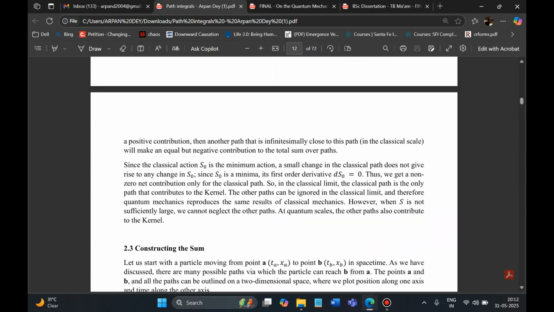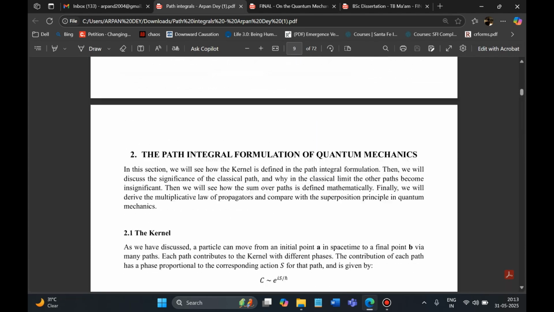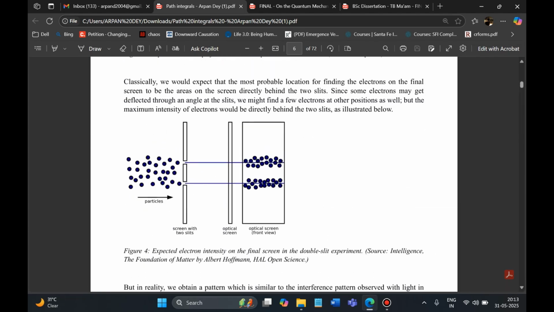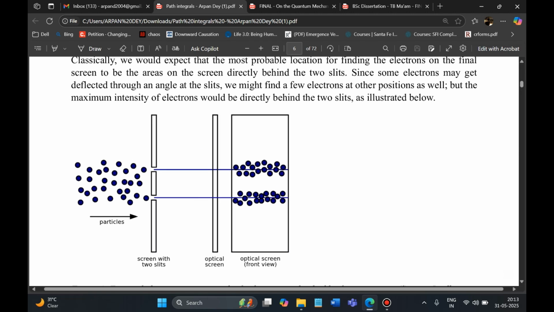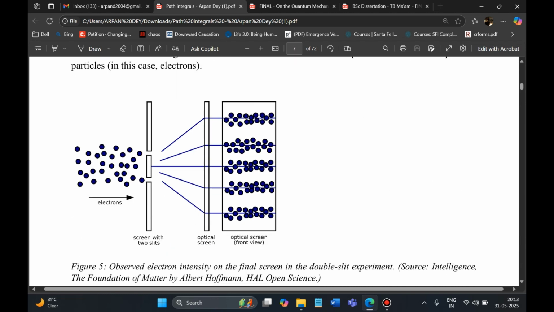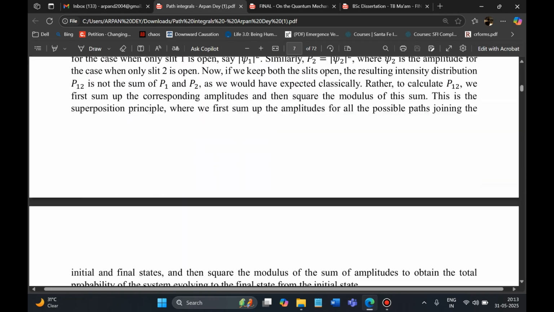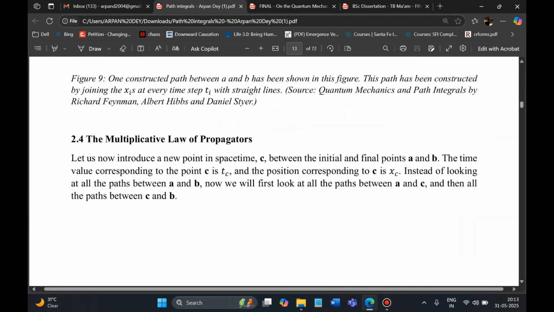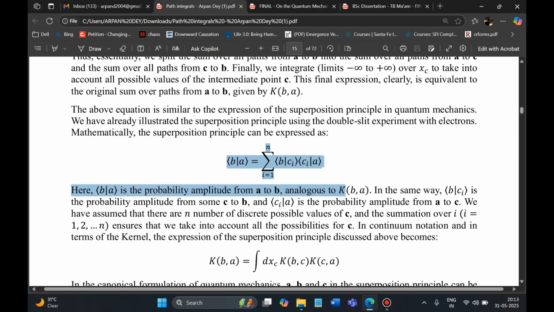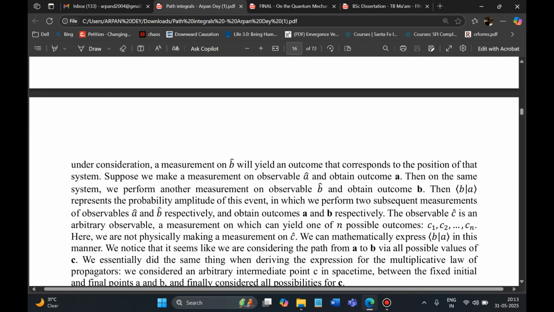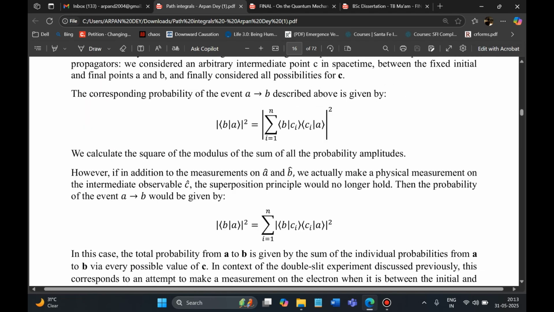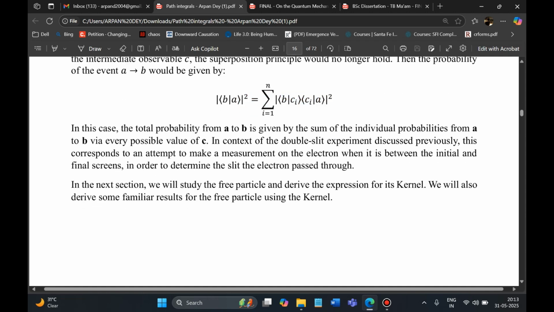You see, in the double slit experiment, if we actually perform a physical measurement, we get this, that means the superposition is destroyed. But here we get this. The superposition principle holds. We are not performing any physical measurement on any intermediate observable C. We are only concerned with A and B. But yes, mathematically the superposition principle we can write as a sum over some arbitrary observable C. Okay. And I already discussed all of this, right?